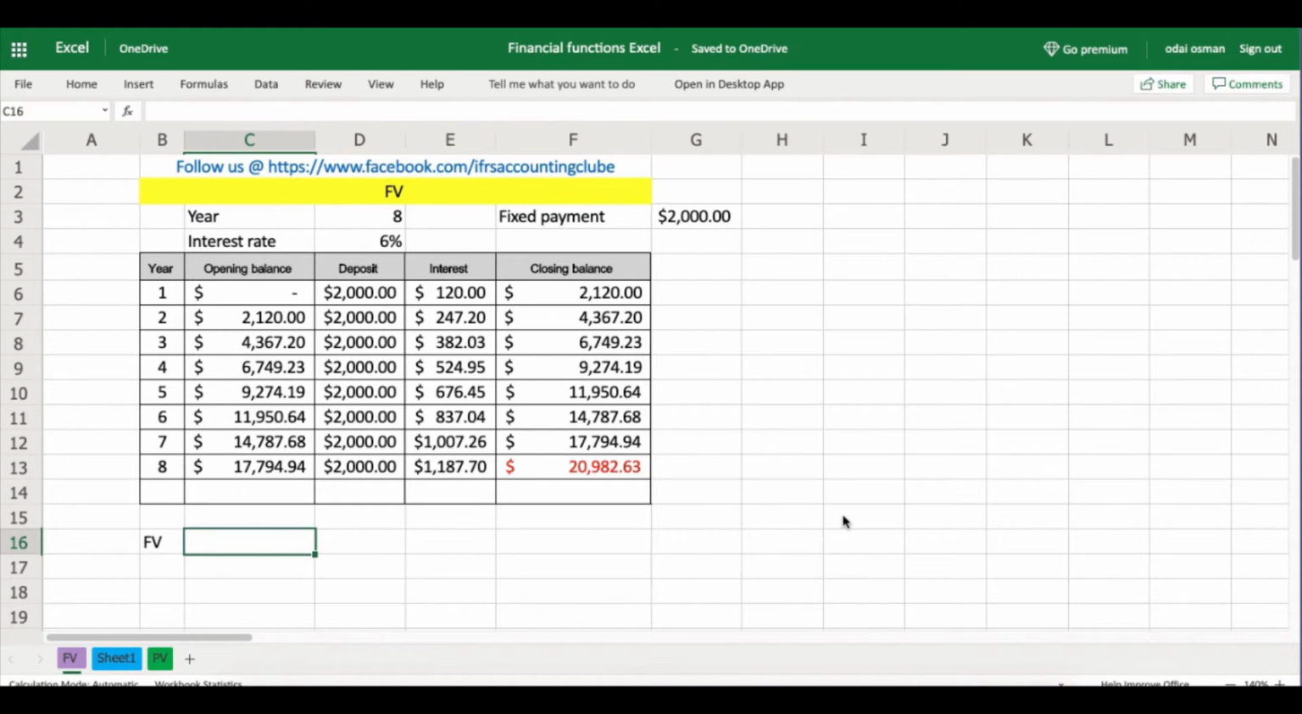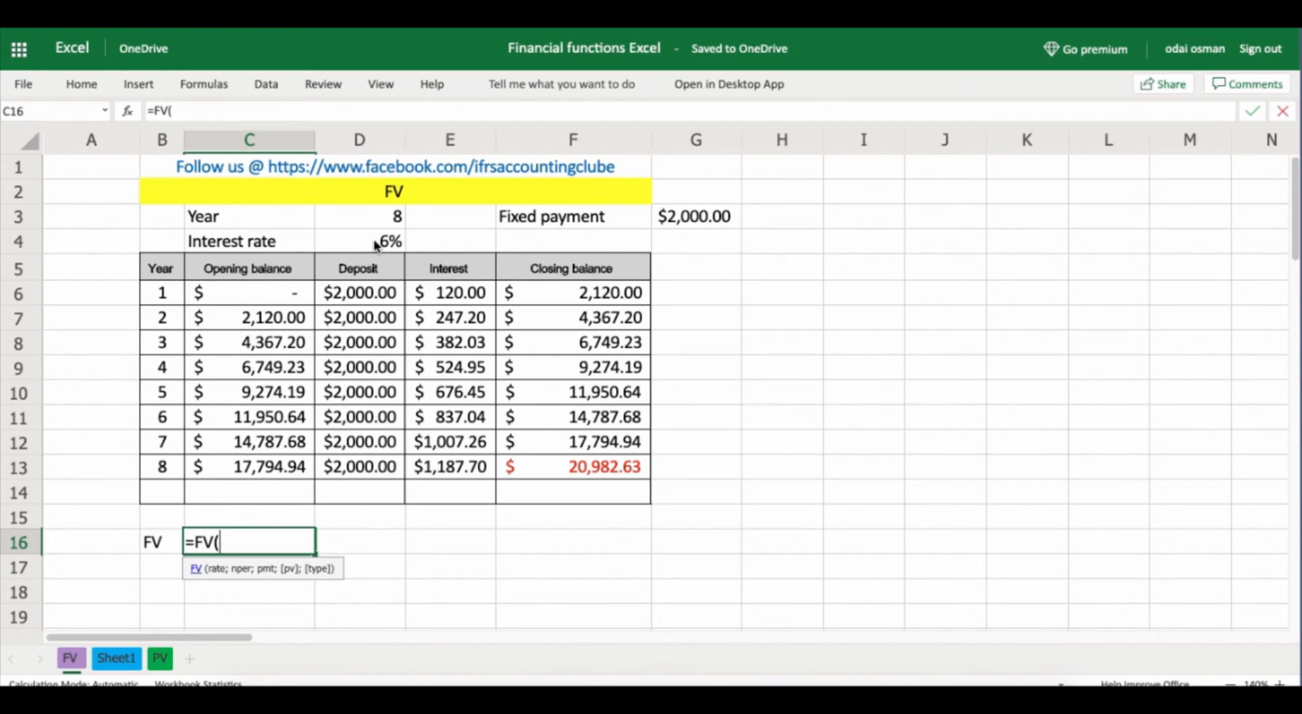Microsoft Excel provides the future value function. So let's apply the future value function, to see whether this amount would be the same or not. Equal to FV. In the FV we have rate, the interest rate, NPER is number of periods, and PMT is the fixed payment, and we do have the present value, which is 0 in the first year, and the type means whether the periodic payment would be at the beginning of the period or at the end of the period.